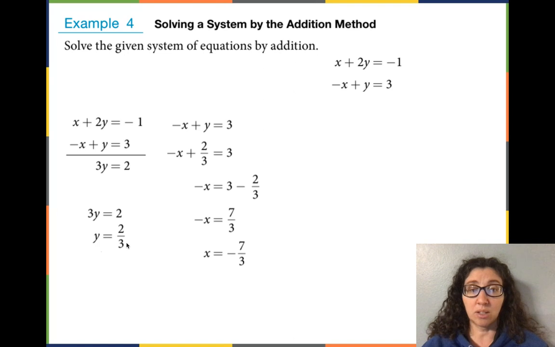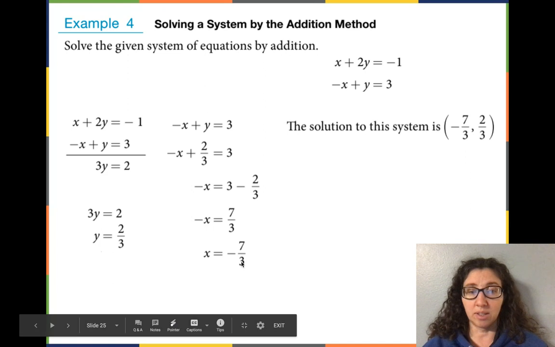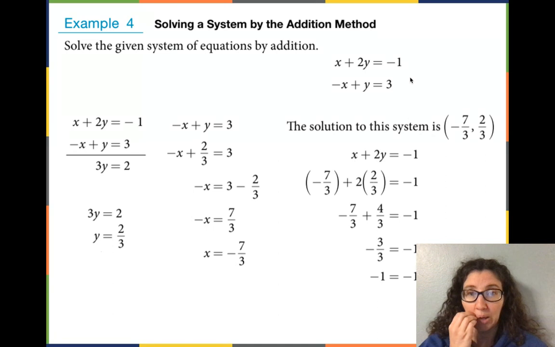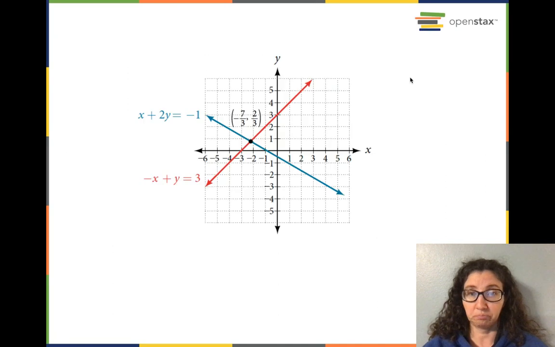And once we do that, we go back to one of the original equations and substitute 2/3 for y and solve for x, right? So x equals -7/3. So our solution is -7/3, 2/3. We can verify that by putting it into our original equations. And if we were to graph to verify that solution, sure enough, they intersect right there at -7/3, 2/3.